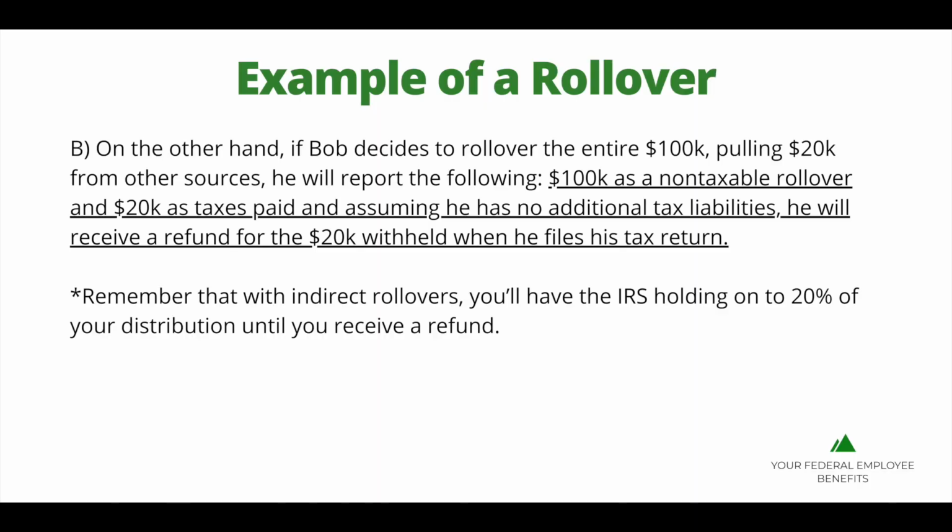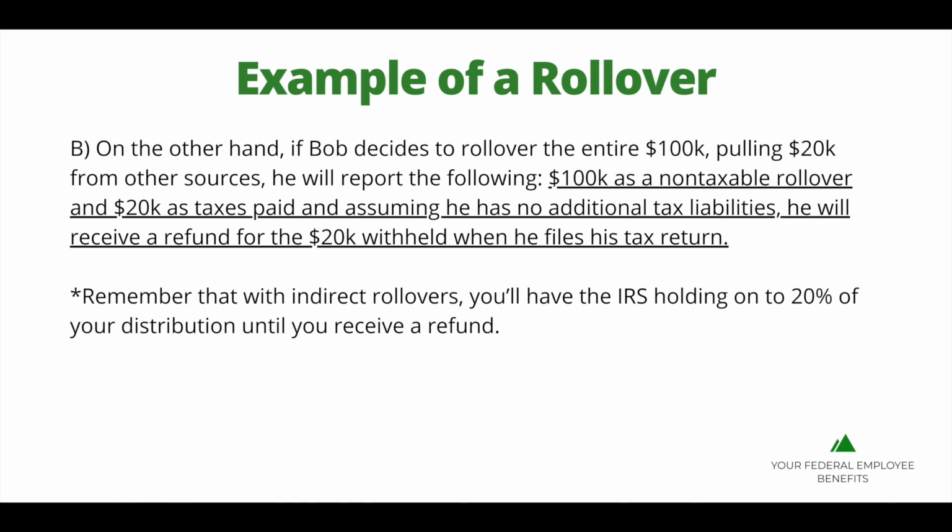Now let's look at scenario B. In this scenario, we're going to say that Bob does have cash on hand. He has $20,000 in an account that he's able to pull from to make up that 20% that was withheld by the TSP. So he rolls over the entire $100,000 into his IRA.